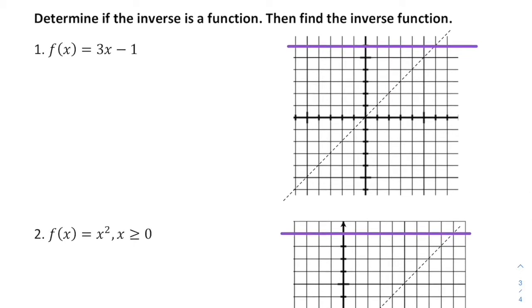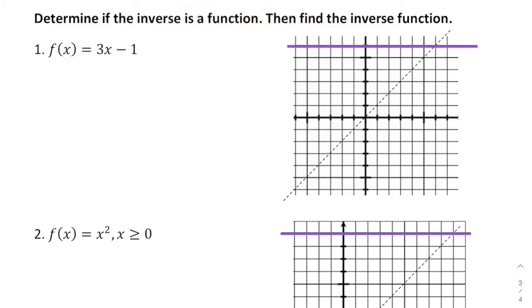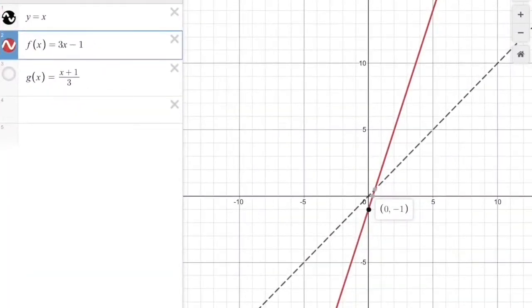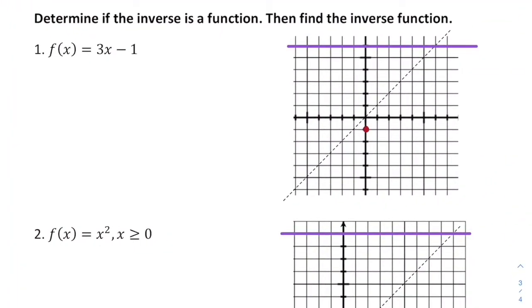So I've drawn my horizontal line here. I'm going to use that for my horizontal line test in a minute, but I guess I need to plot my function if I'm going to determine if the inverse is a function. So let's go to Desmos. And here is my function. Notice that I've plotted that dashed line at y equals x, and then I have my function f of x is equal to 3x minus 1. I have a point at 0, negative 1, and it looks like I also have a point at 2, 5. So I'm going to plot those and use those to plot my line. So 0, negative 1 and 2, 5, and I can plot my line.